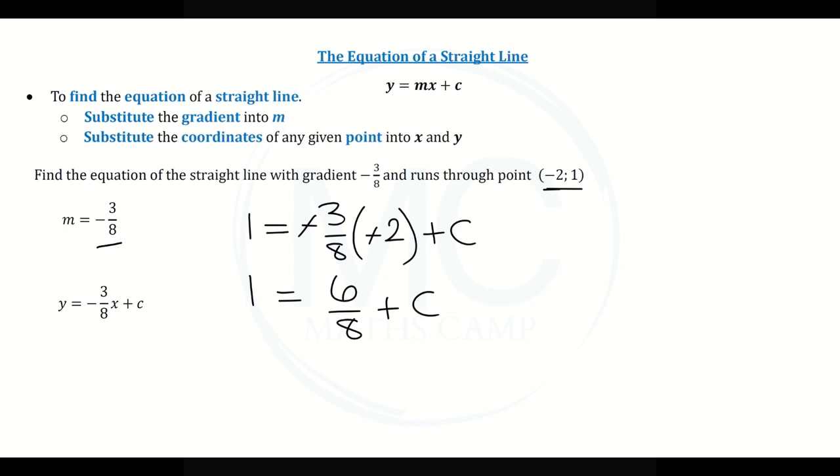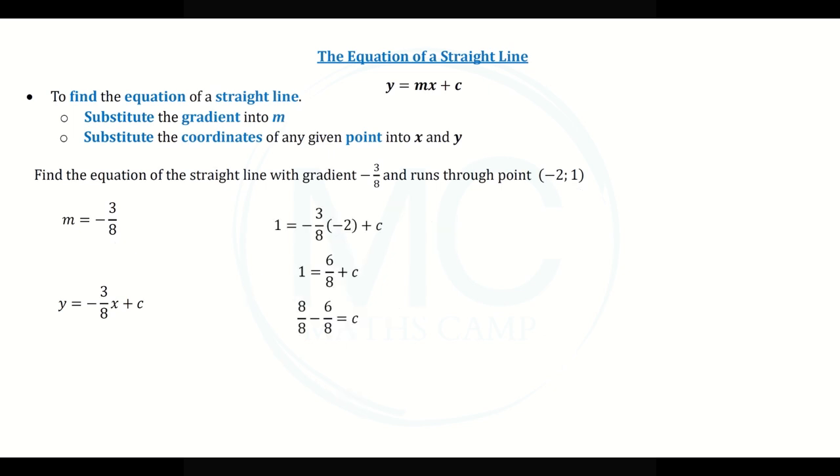Now we need to move 6 over 8 to the left side of the equal sign. Let's change 1 into a fraction over 8, and we get 8 over 8 minus 6 over 8, which is equal to c. 8 minus 6 gives us 2. So we get 2 over 8 is equal to c. Now we can simplify our fraction. 2 and 8 are both divisible by 2. So we get 1 over 4, which is equal to c.